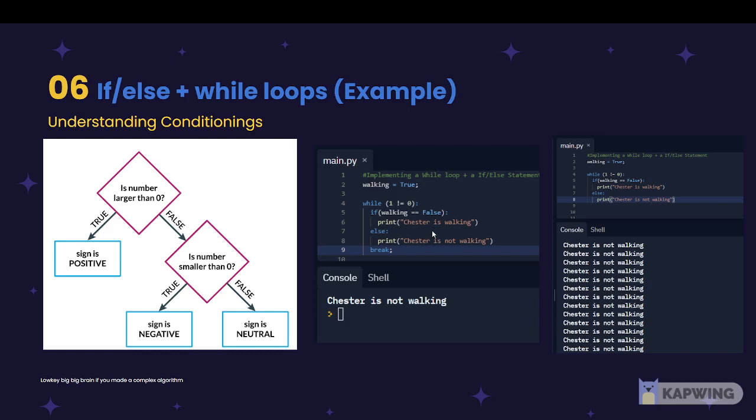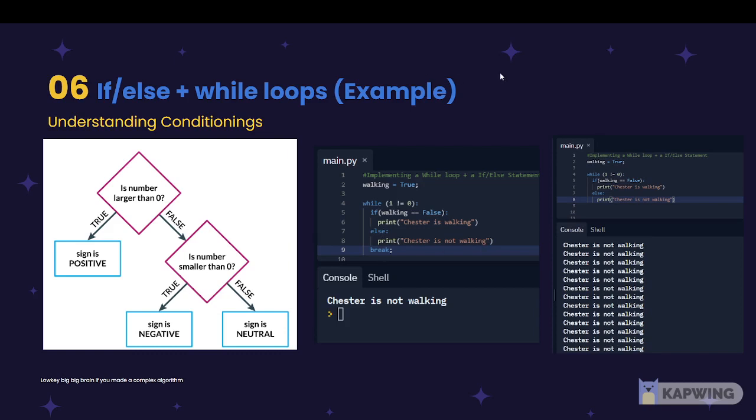So now we have an if and else statement. Here we're saying if walking equals equals false. So equals equals is checking if it is equal to each other. Before, we were checking if they were not equal to each other. Here we're checking if they're equal to each other. So if walking is equal to false, you run the following code. Else, or otherwise, run this code.